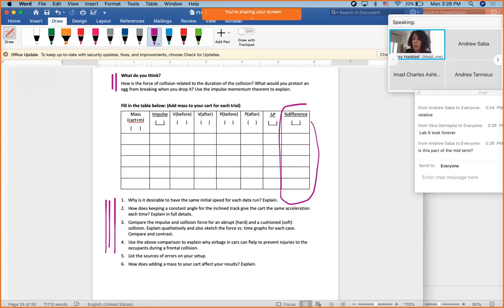No, this is not part of the midterm. The midterm is only the first four: labs 1, 2, 3, and 5. Okay, and all the other lab reports will be for the final exam. Any question? That's it for today.